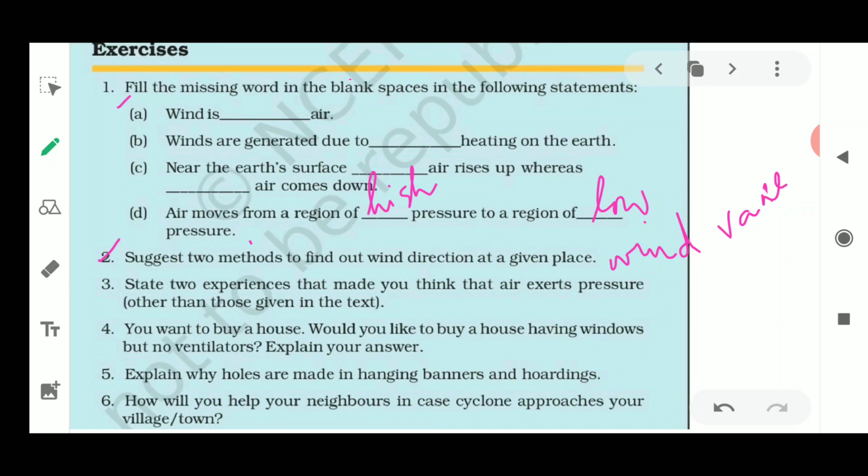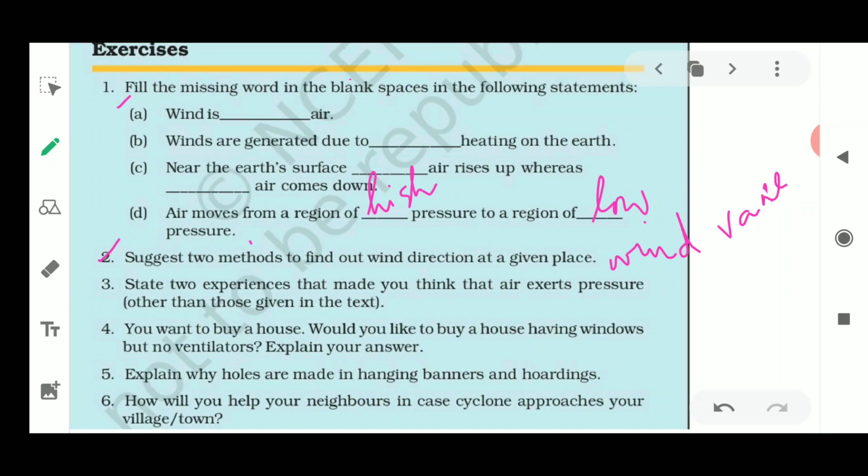The branches start coming down or up. They show you the movement because of the air pressure exerted by the air on these branches. Or you could write that it is very difficult to drive a bicycle against the air, or to row a boat against the air, meaning against the wind. So these are the experiences which you could write, or you could write some more experiences related to air exerting pressure.